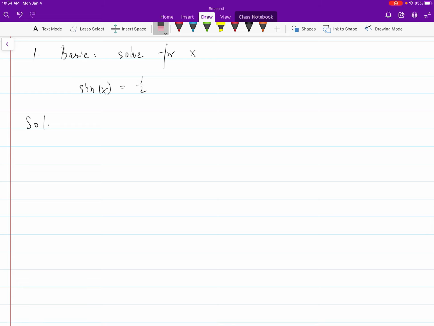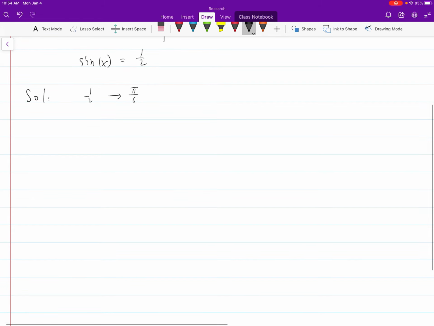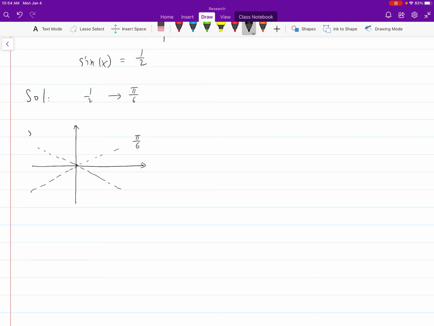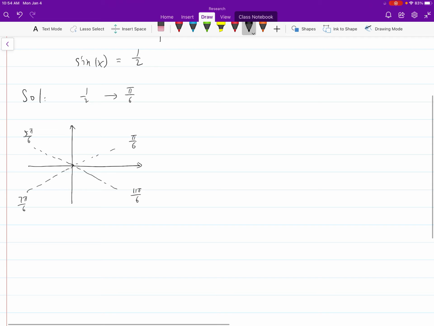Okay, so what we should do is, number one, because sin x equals 1/2, we know it's definitely going to be related to pi over 6 by looking at the 1/2. I know it's related to pi over 6. And after that, I should really think about all the possibilities. Well, who gives you 1/2? Or who is related to pi over 6? That's going to be this one, this one, this one, and this one. Pi over 6, 5 pi over 6, 7 pi over 6, and 11 pi over 6. They all give me something related to 1/2 if I take sine.